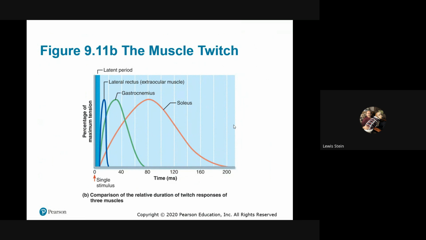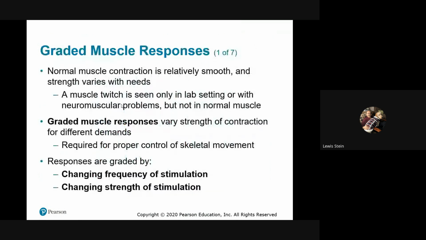Muscles that we use frequently tire more rapidly if there's a problem. If there's some kind of metabolic, autoimmune, or whatever problem there is. And we test those, we test different muscles to determine those things. So the normal muscle contraction is smooth and varies. The twitch is something we do in the lab, okay? But not a normal muscle.